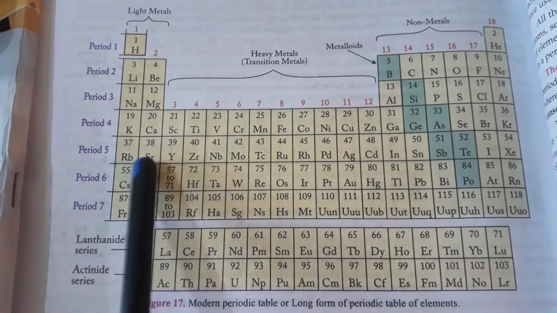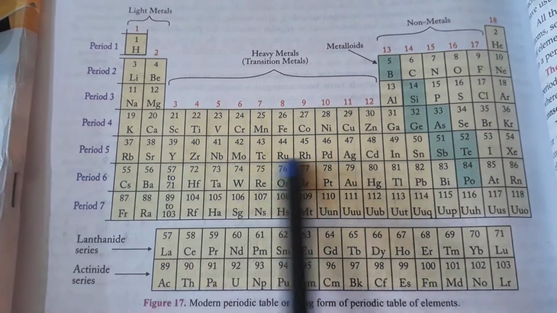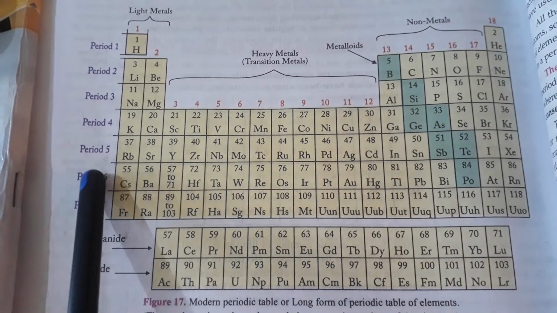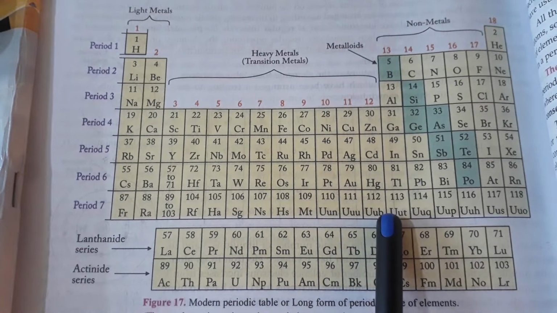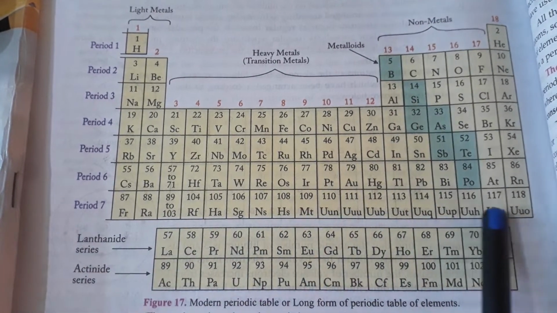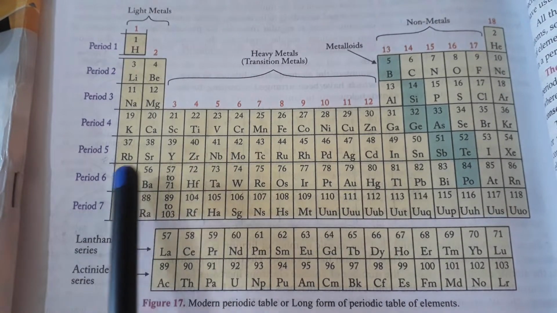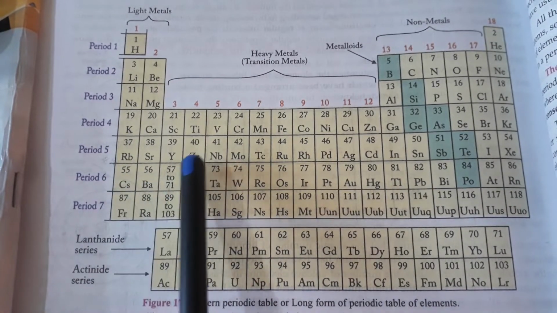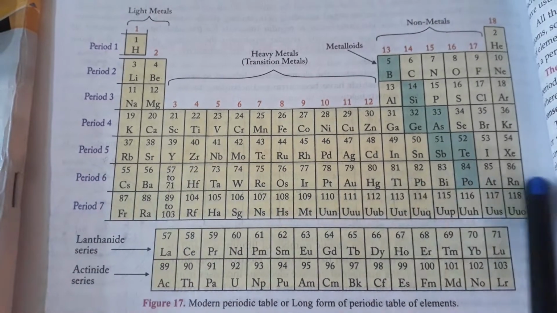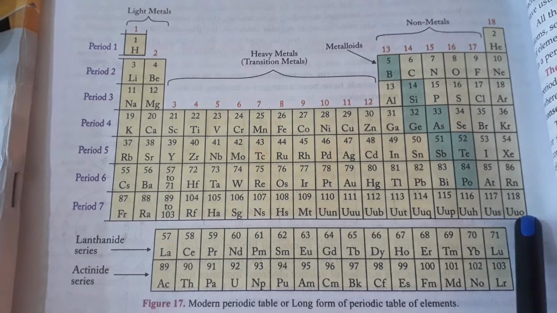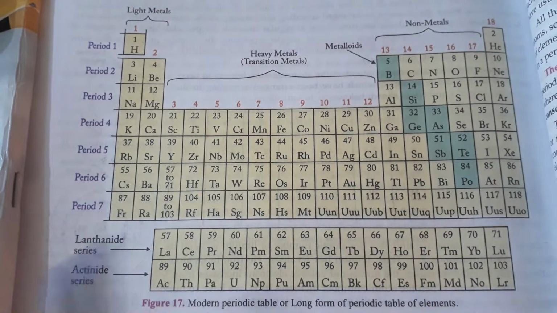Fourth and fifth periods consist of 18 elements, so they are called long periods. Then the 6th and 7th periods consist of 32 elements. That's why they are called very long periods. You can see here, from 57 to 71 all are just here. That's why these two periods consist of a total of 32 elements, and the fourth and fifth consist of 18 elements.